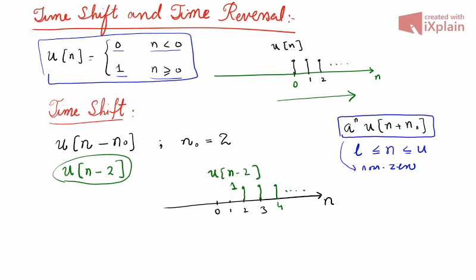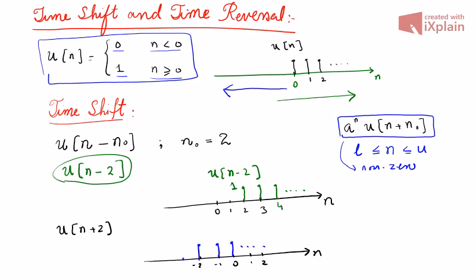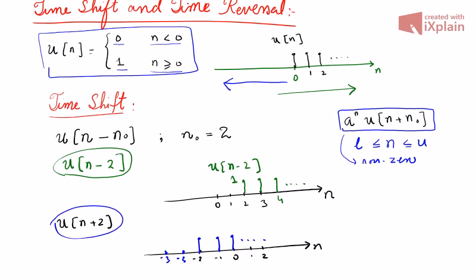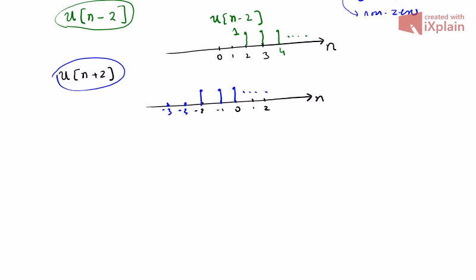Similarly, if you have a signal which is u of n plus 2, it is the same signal u of n dragged 2 units towards the left. How would the signal look if you drag the same sequence 2 units towards the left? Instead of starting from 0, it starts from minus 2 and so on, and the signal is 0 before that. So we can see the shifting towards the left and the shifting towards the right. So that is the time shift operation on the unit step function.